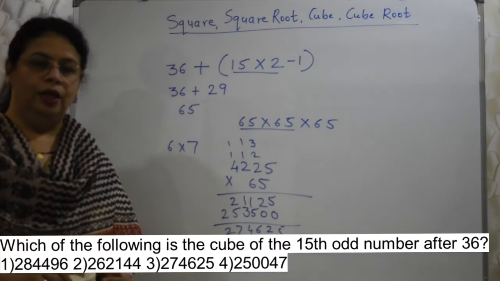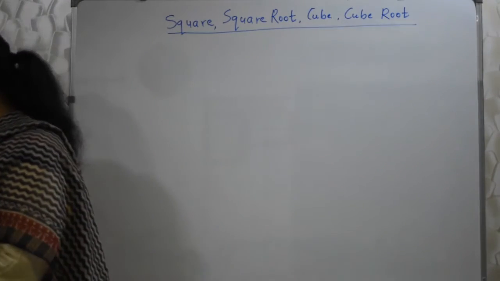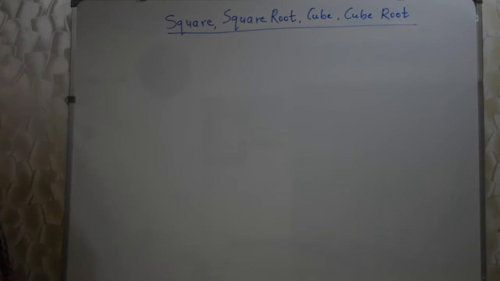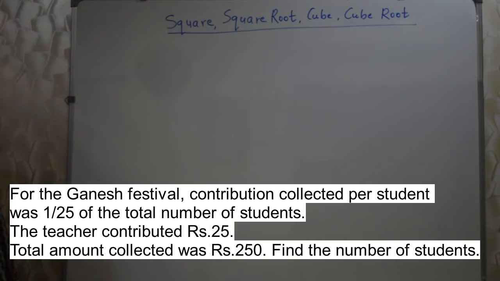Okay students, let's go ahead. Next sum will appear on your screen. For the Ganesh festival, contribution collected per student was 1/25 of the total number of students. The teacher contributed rupees 25. Total amount collected was rupees 250. Find the number of students.